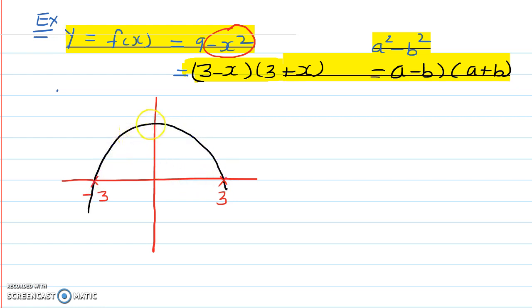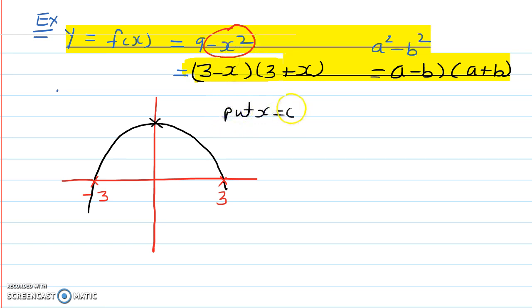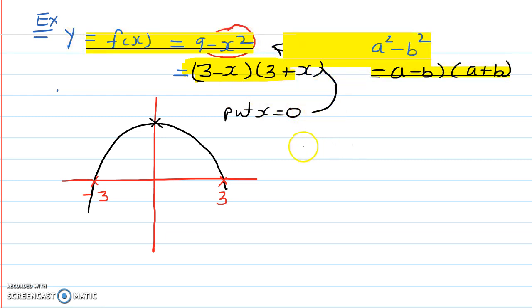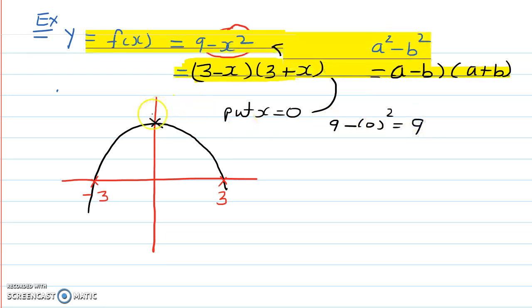Now what will be this value? If we put x is equal to 0 in this equation, we get 9 minus 0 square, that is 9. So this point's coordinate is 0 and 9. So we got f(x) equals 9 minus x square.